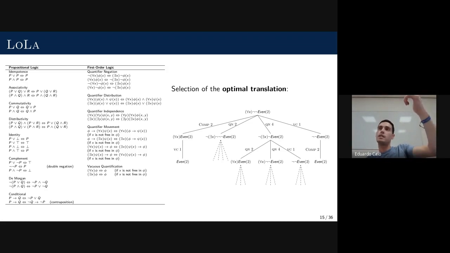Then what we did is generate natural language text from all the formulas, and we selected the best one based on the length of the generated text. So basically, the shortest one in number of words was selected as the best translation overall for this input formula. In this case, the better translation would be "2 is even", instead of "for all x, it is not the case that 2 is even".